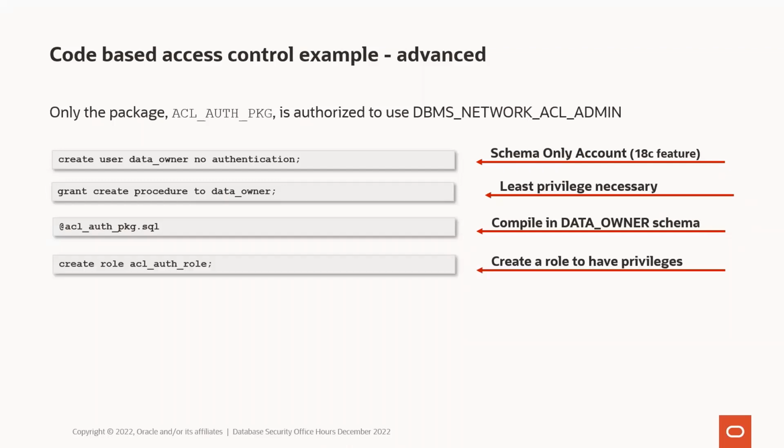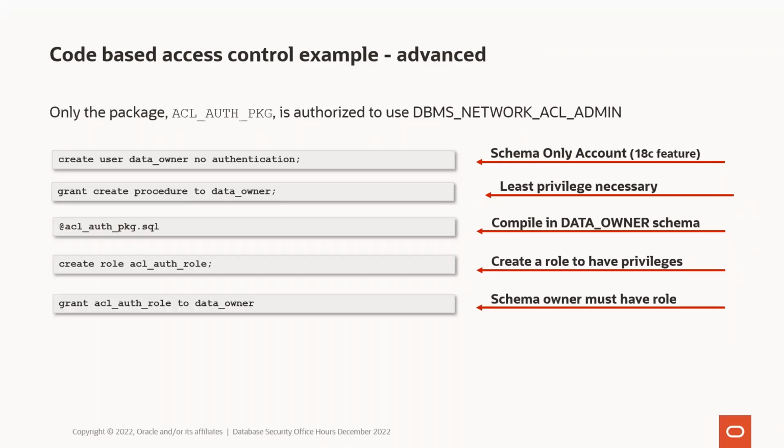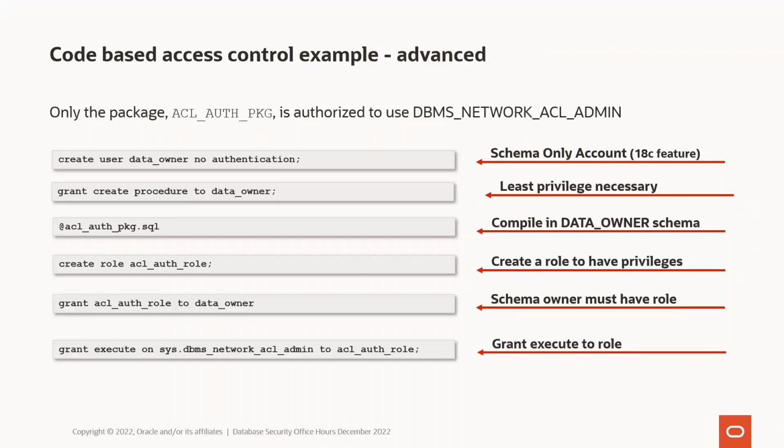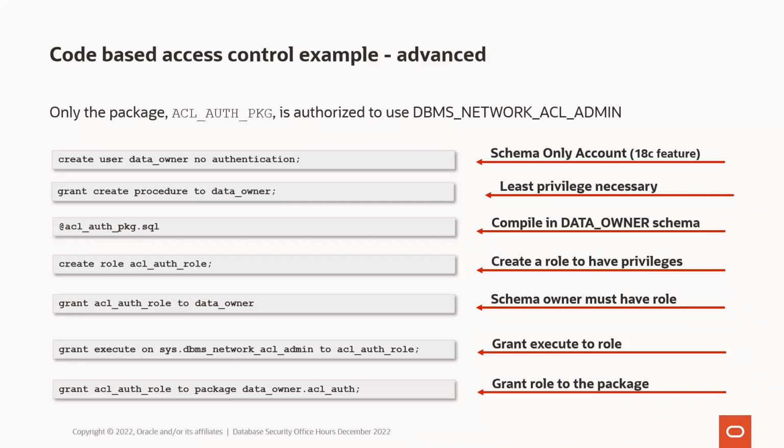Now we get into the CBAC portion where we create this role. We grant the role to data owner and we grant execute on sys.dbms network ACL admin to the role. And remember, now we're granting that role to the package. Previously, we granted a role to a function. Now we're granting it to a package. So you can grant that role to a package, a procedure, a function. And here we're using it as an example with a package.